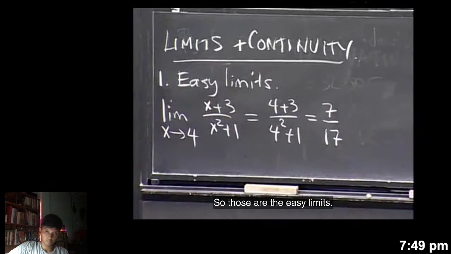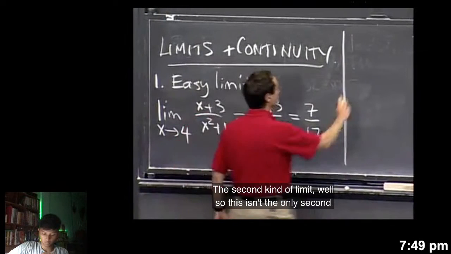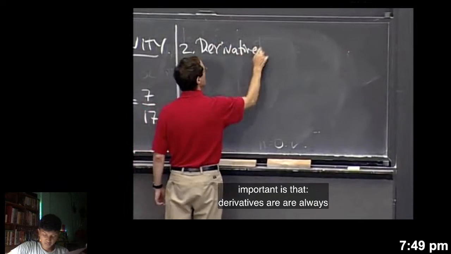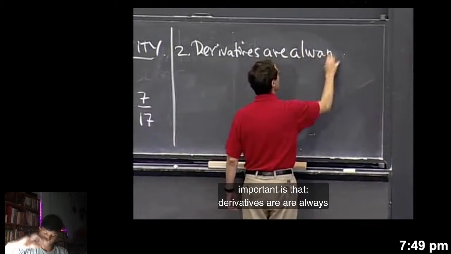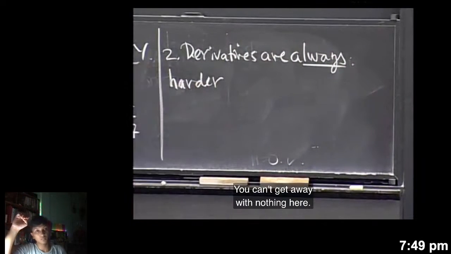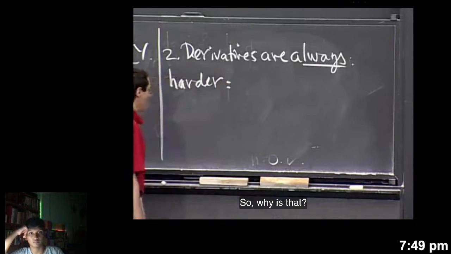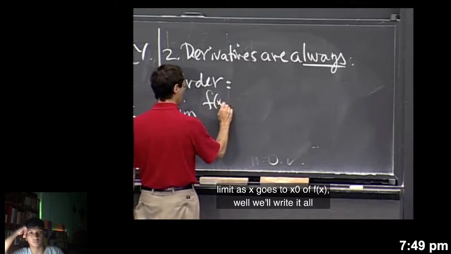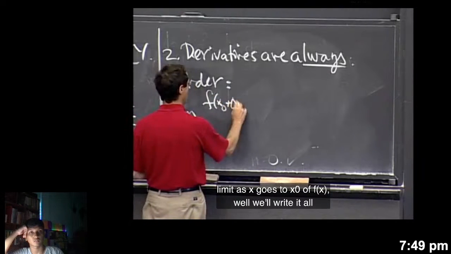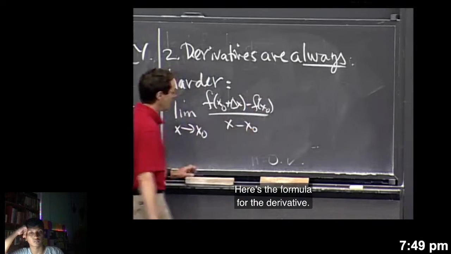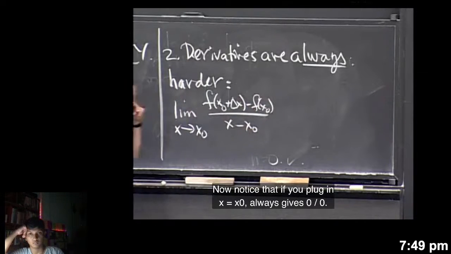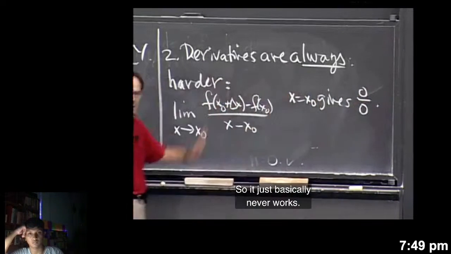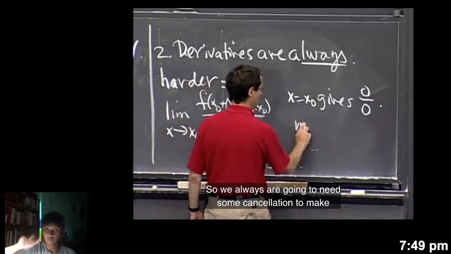The second kind of limit, well, this isn't the only second kind of limit, but I just want to point this out, it's very important, is that derivatives are always harder than this. You can't get away with nothing here. So why is that? Well, when you take a derivative, you're taking a limit as x goes to x0 of f of x, well, we'll write it all out in all its glory. Here's the formula for a derivative. Now notice that if you plug in x equals x0, it always gives 0 over 0. So it just basically never works. So we always are going to need some cancellation to make sense out of the limit.